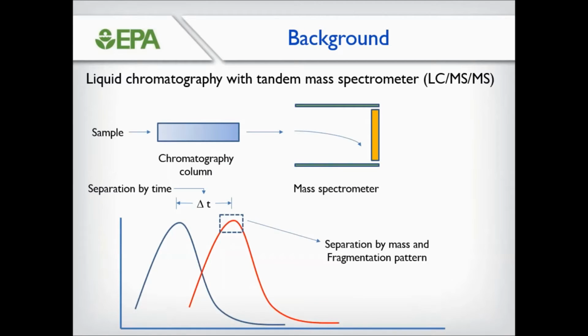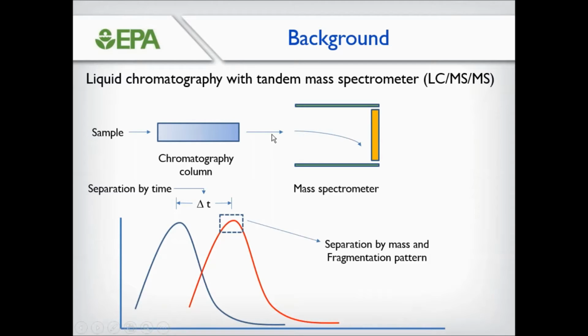Moving on to the other major method that's currently being used to analyze for cyanobacterial toxins, which is liquid chromatography with tandem mass spectrometry, or LC tandem mass spec, or LC mass spec. First the sample is run through a chromatography column, and running the sample through a chromatography column separates the constituents as a function of time.